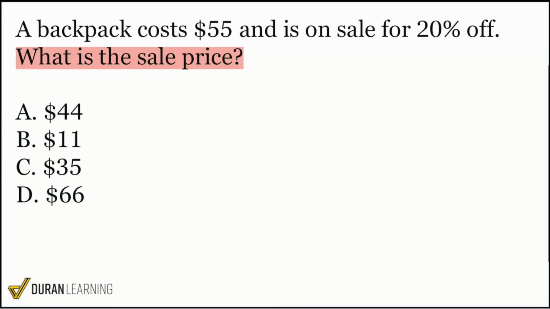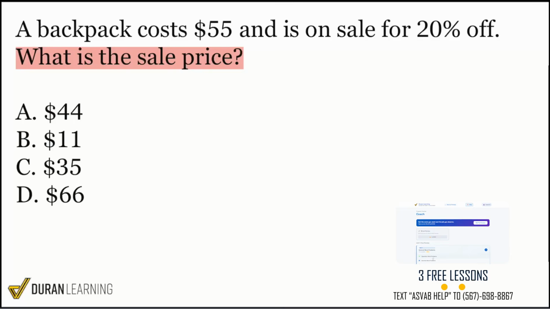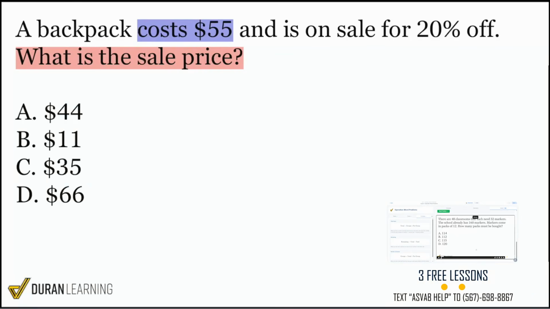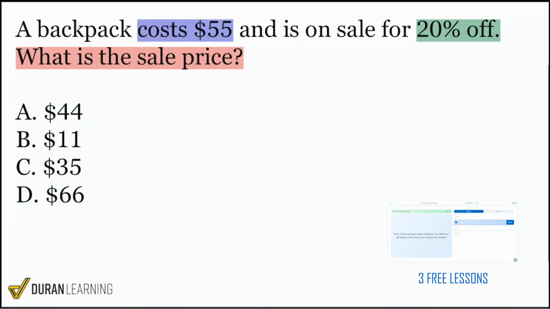And my friends, remind me again, when we are applying a discount, what operation are we thinking about there? Yeah, we're thinking about subtraction. When we're receiving a discount, we're paying less. So let's keep that in mind while we go through these motions. We're talking about this backpack that originally costs $55, and we see that it's on sale for 20% off. So everyone, I'm going to mark that 20% off as the percentage of the discount.